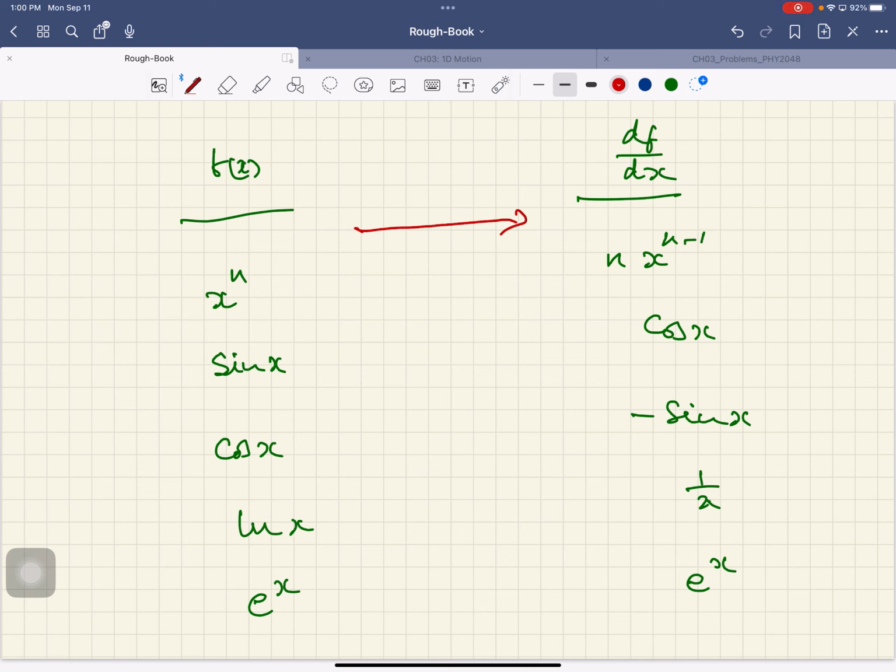And if you take the integral, the integral undoes the derivative. That's why it's called the antiderivative. If you take these functions, the integral of this function is that. The integral of this function is that. The integral of this is that.